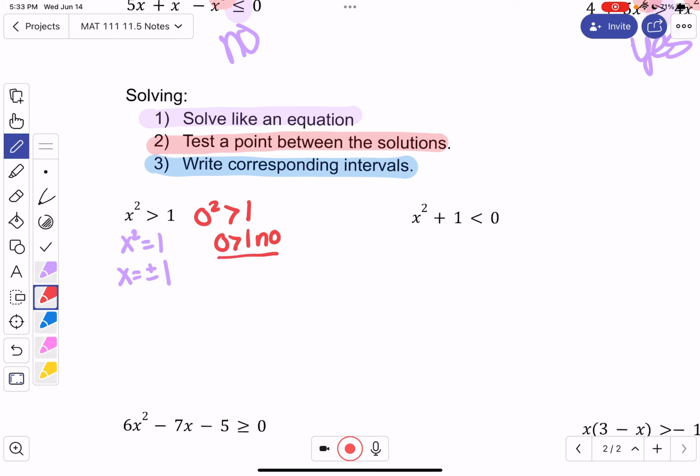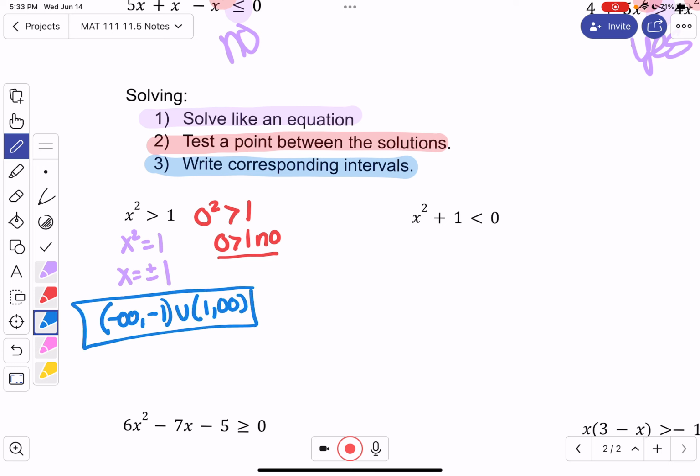Since the answer is no, we can't have something between negative 1 and 1 that will work. So instead, we're outside those. So from negative infinity to negative 1 and 1 to infinity. So if the answer is no, you write a double interval.